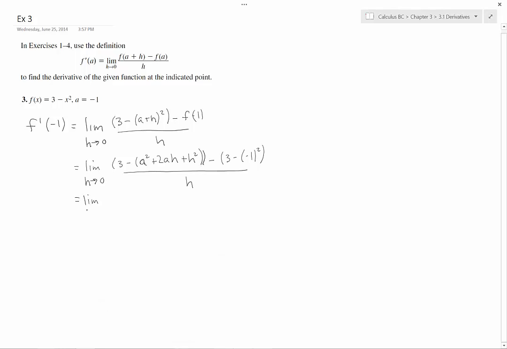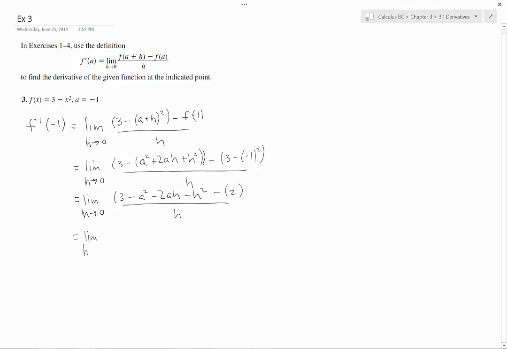So the limit as h goes to 0 of 3 minus a squared minus 2ah minus h squared, and then if we clean this up a little bit, I get -1 squared, that's +1. 3 minus +1 is 2. Alright, and then that's all over h.